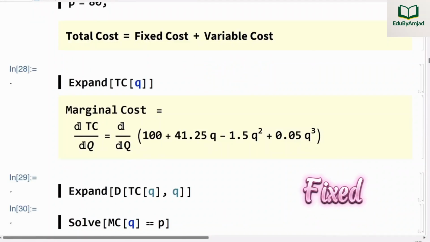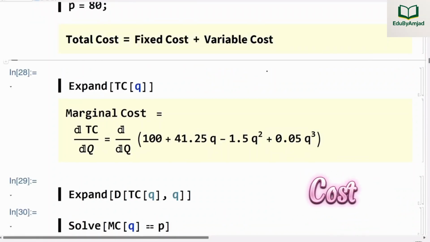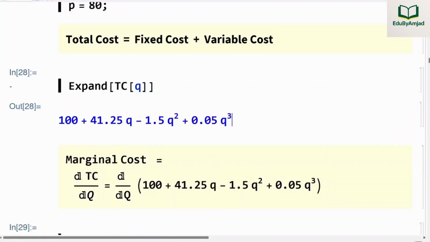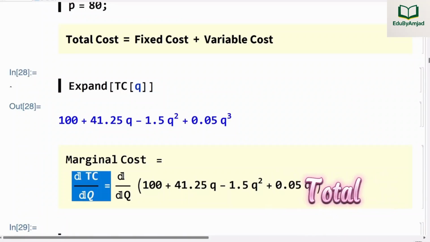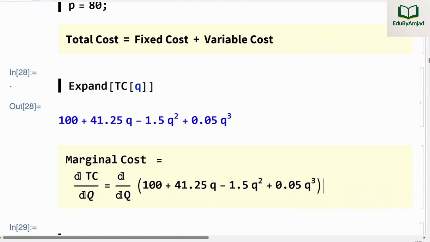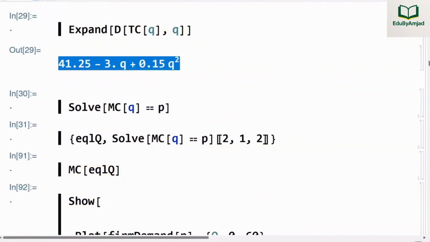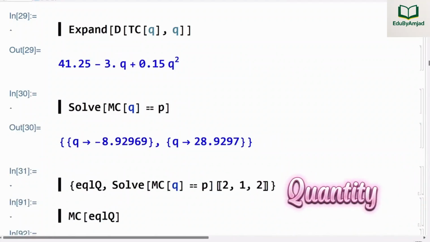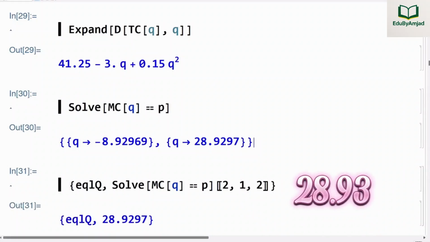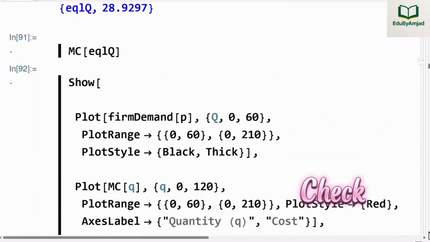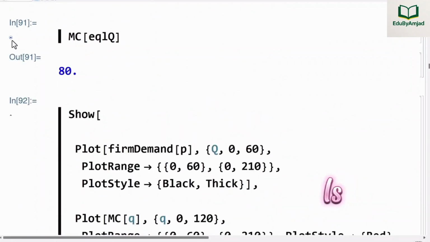Total cost is the sum of fixed and variable cost, given by this total cost function. Marginal cost is the derivative of total cost with respect to quantity. Equate the two and solve for the equilibrium quantity level, which is 28.93 units. Check that marginal cost at this equilibrium quantity is 80, equal to price or marginal revenue.